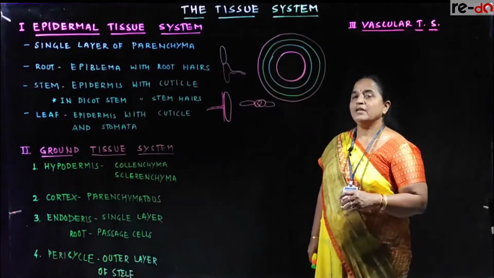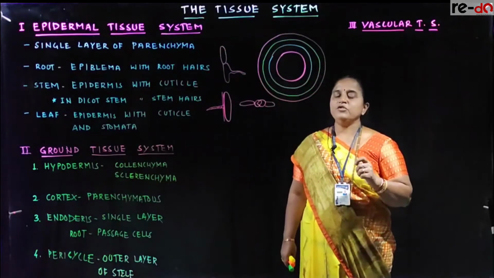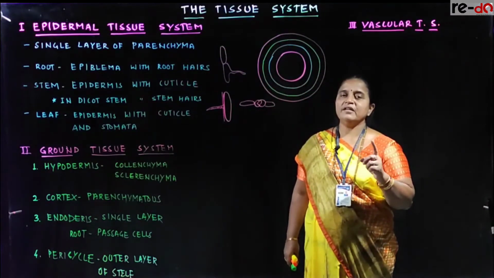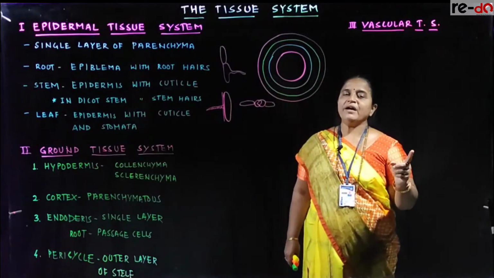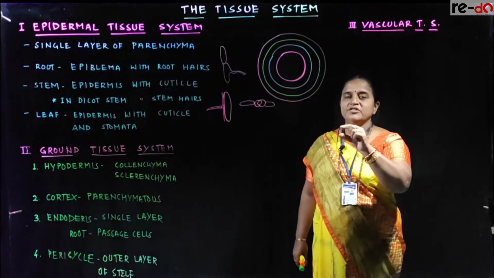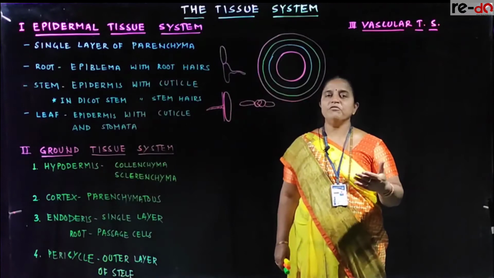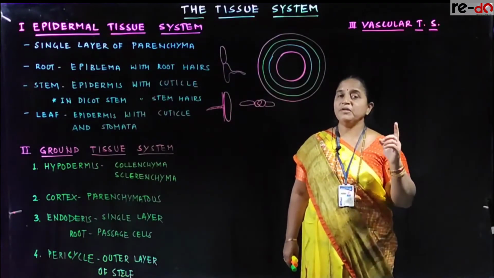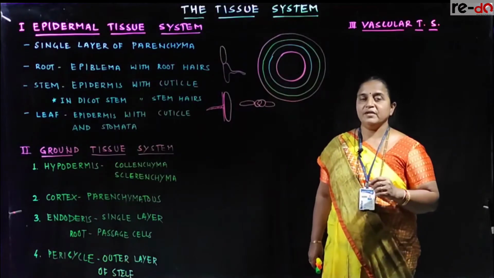Coming to the first, epidermal tissue system, it is usually represented by a single layer of rectangular shaped, compactly arranged parenchyma cells. It is a general statement for epidermal tissue system and it is a derivative of protoderm. Protoderm is the meristem which will give rise to the epidermal tissue system.